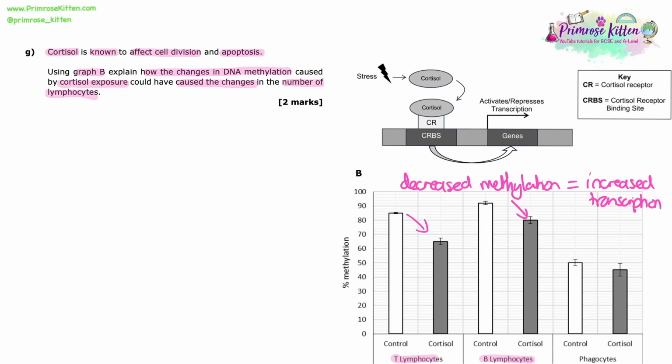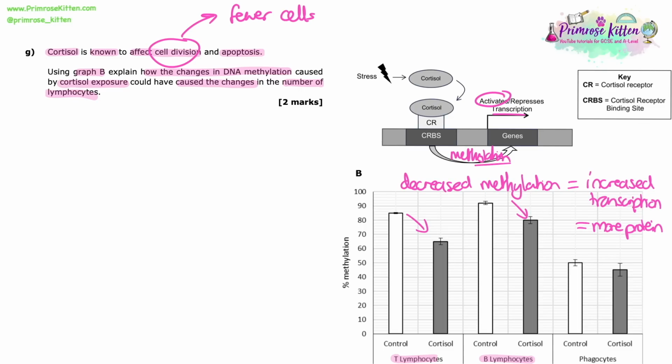We should hopefully know that decreasing methylation is going to increase transcription of those genes, because it's going to loosen them from the histones. They're going to be more easily transcribed by RNA polymerase. That means that's going to activate transcription, increase transcription, so more protein of whatever gene it is going to be made.